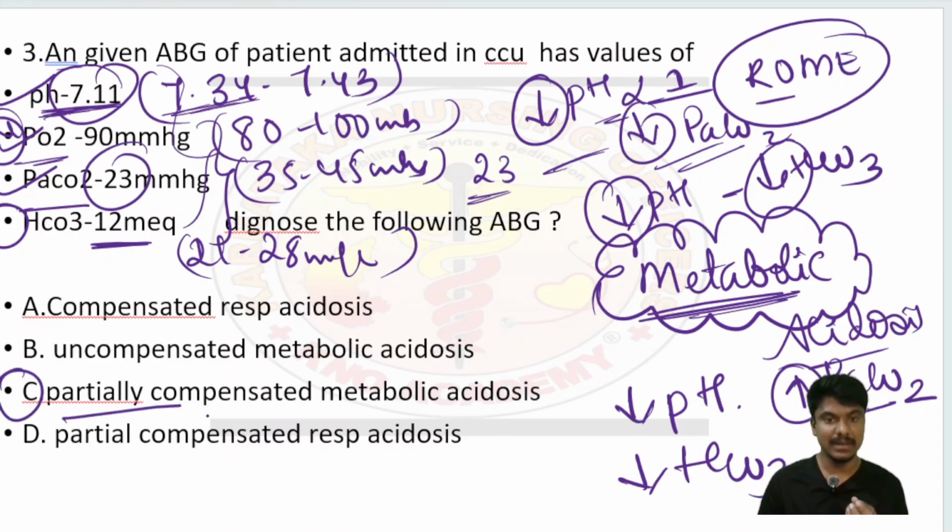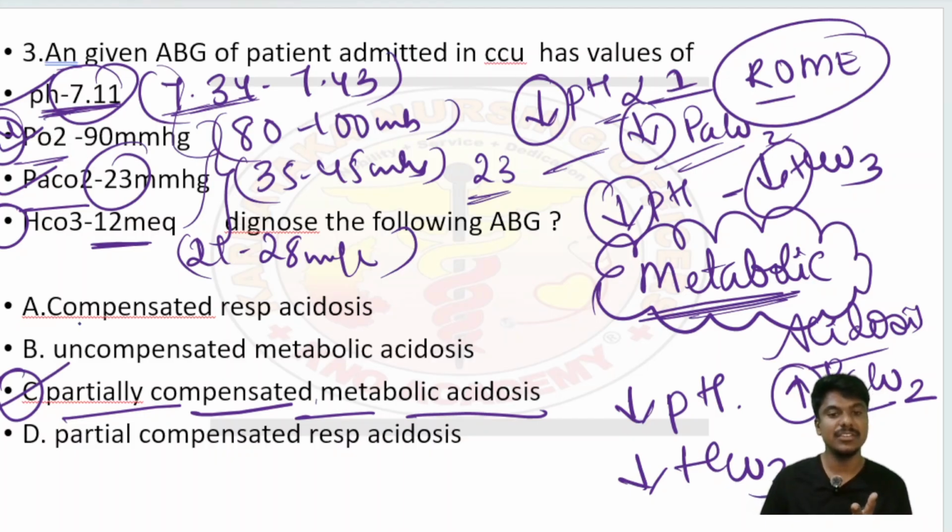Your lungs are also trying, your kidneys are also trying, but they cannot fully compensate for the acidosis. That's why I'm choosing partially compensated metabolic acidosis. Now we'll see the other options. This one is the right option: option C, partially compensated metabolic acidosis.